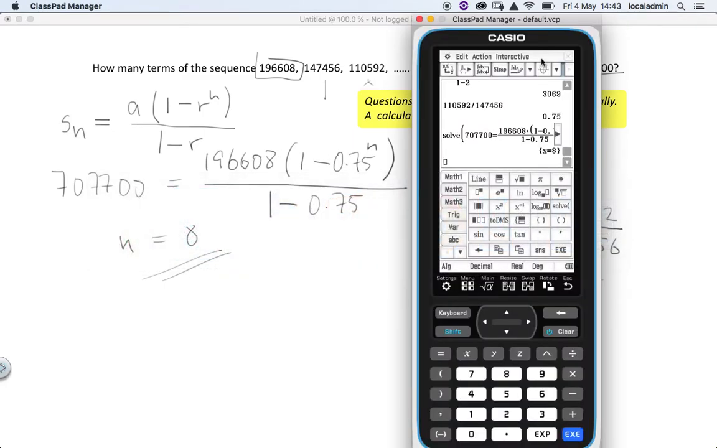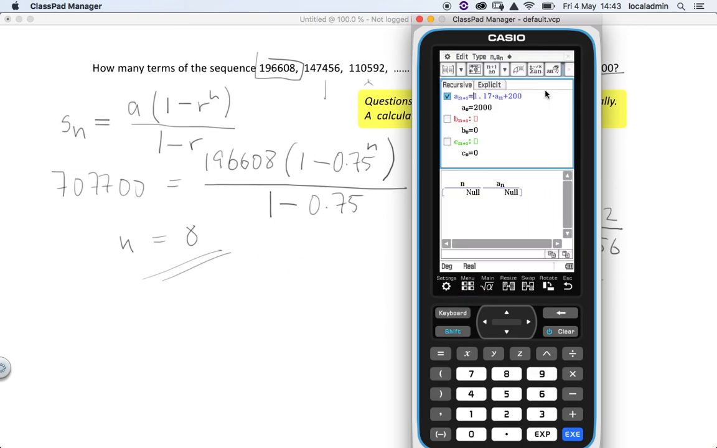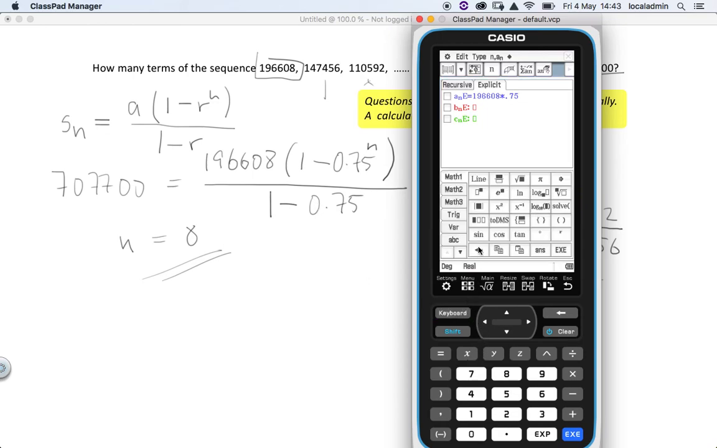Now the other way of solving that problem is in the sequence mode. So if we just bring that over here and go to explicit, and we want to clear everything here, we bring in our sequence rule, and our sequence rule is 196608 multiplied by 0.75 to the power of n minus 1. So we bring our keyboard up, exponent, n is up here, n minus 1.